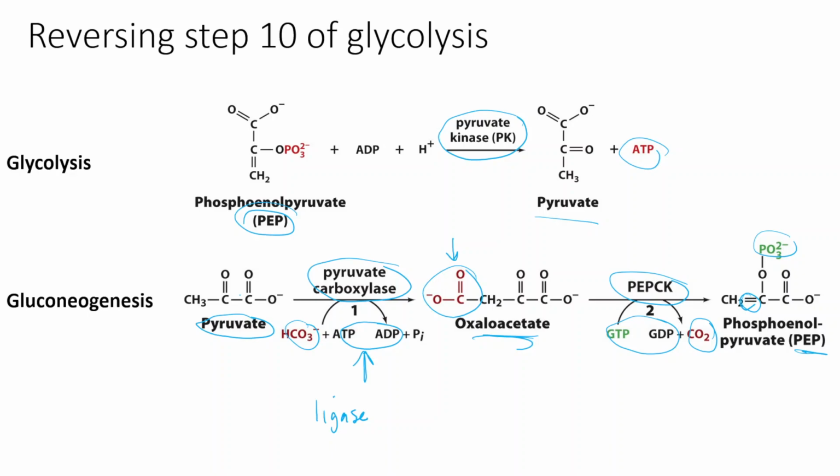What's that? Yeah, it's a lyase. So it's a little bit tricky because there's kind of two things going on. But yeah, the part where you're taking off the CO2 and making that double bond, that's the lyase part. There's also the separate part where you're taking the phosphate group off of GTP and putting it onto the oxaloacetate to make PEP. So that you can think of as more of a transferase.